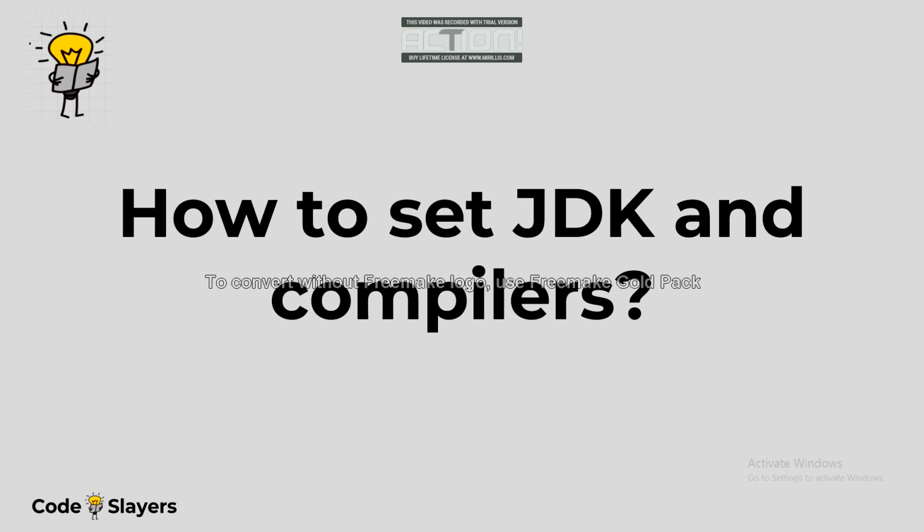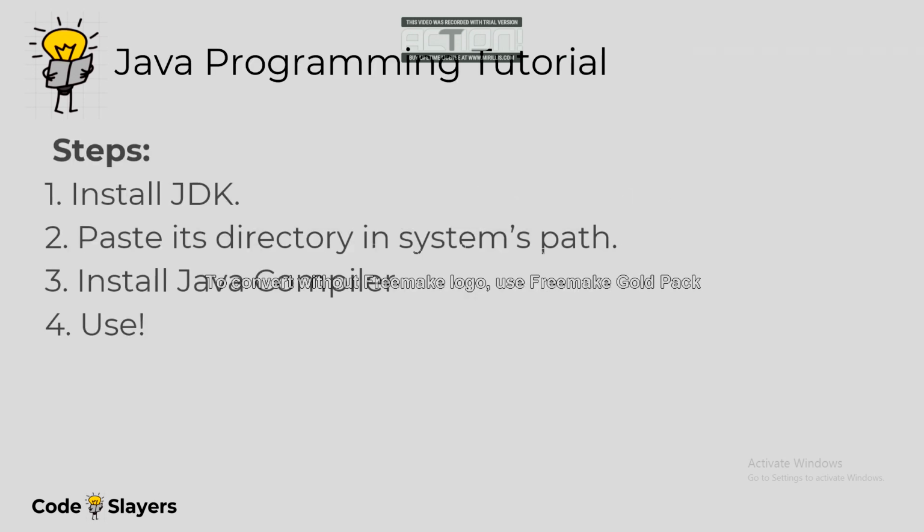How to set up the JDK and compilers? Steps: install the JDK and paste its directory in the system's path. We will show you how to do it. Then install the Java compiler and use it.